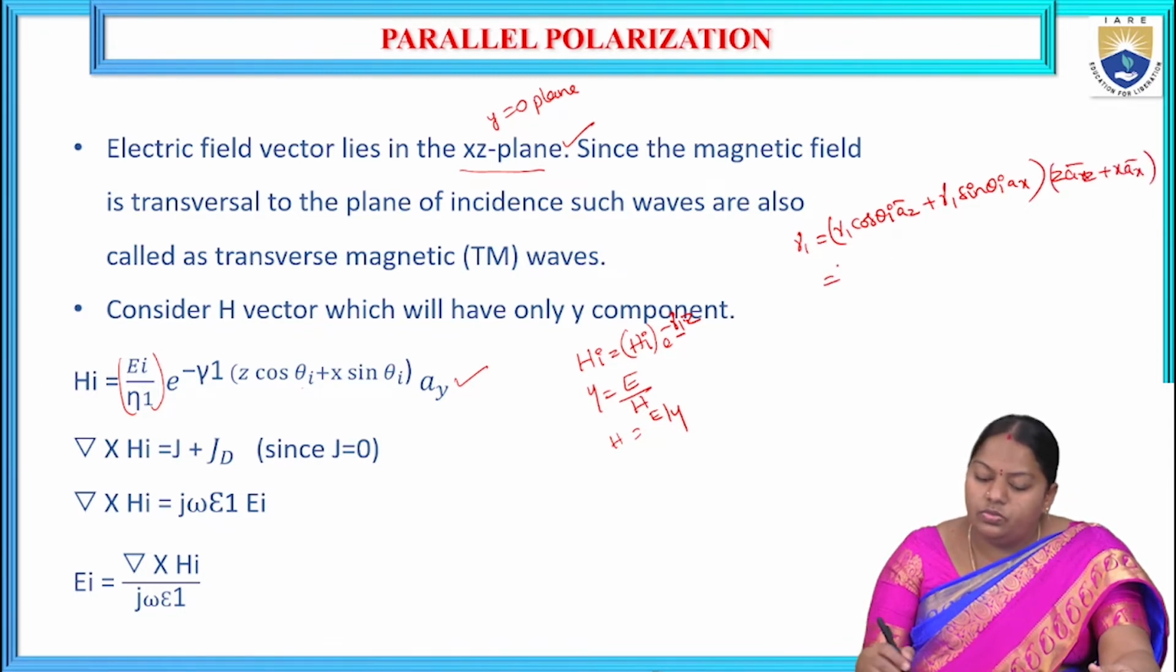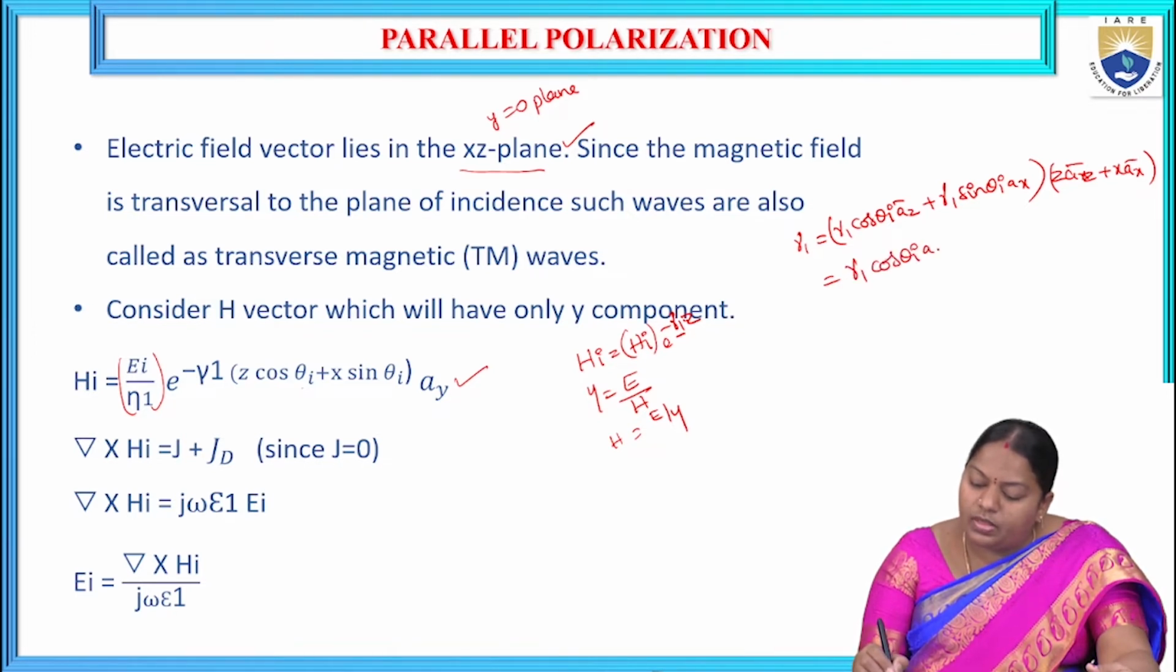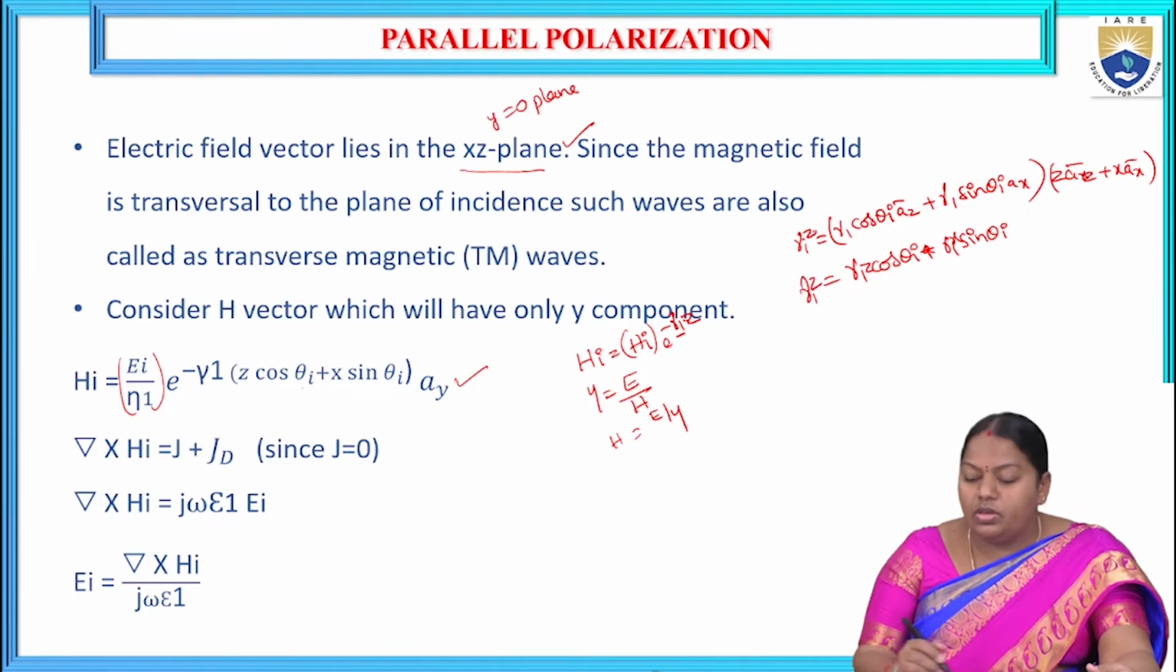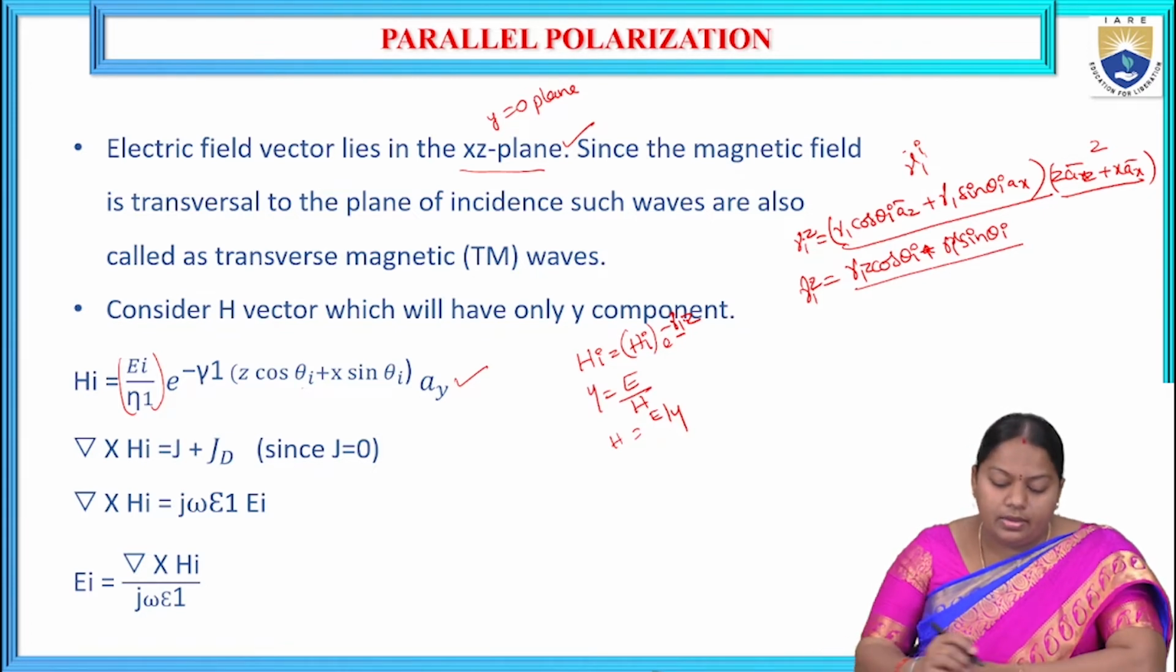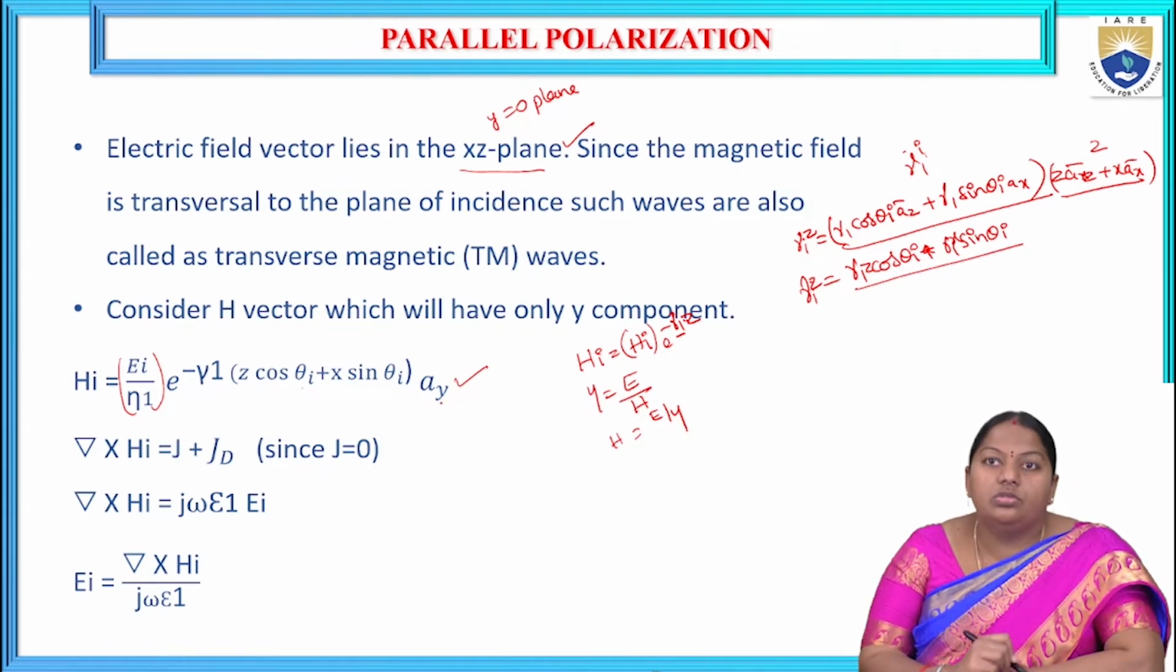If we multiply these two, we are going to get its value as gamma 1 cos theta I plus gamma 1 sin theta I. Gamma 1 into z cos theta I plus gamma 1 into x sin theta I is the value for gamma 1 into z. The first one is the propagation vector gamma 1 for the incident wave, and this is given by z. If you multiply these two, then gamma 1 into z becomes gamma 1 z cos theta I plus x sin theta I into ay.